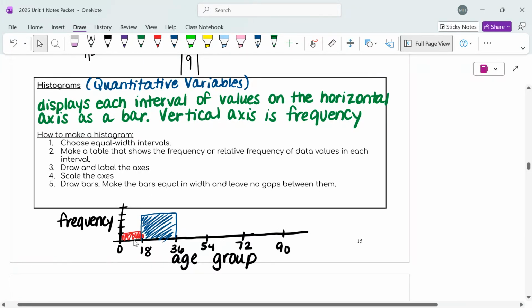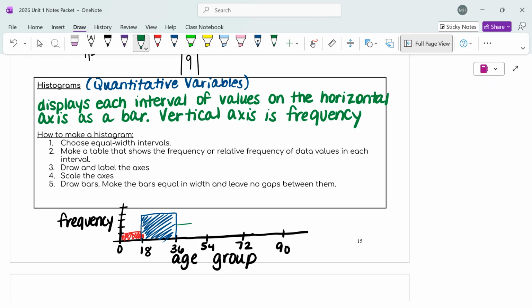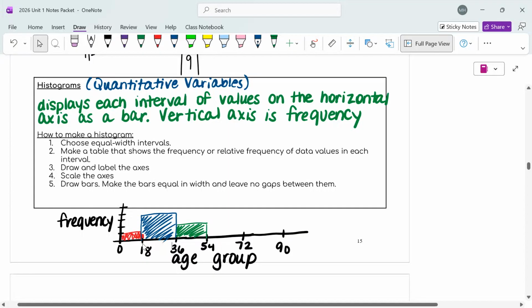So, for example, the little picture I drew down here, this could be an age group on the bottom and the frequency. So the first bar would represent those in the 0 to 18 age group. The second bar, 18 to 36. And the bars need to touch because the data that you're collecting are numerical and they're continuous. So you're not just counting the number of 18-year-olds. Anyone between 18 and 36 would fit in this category.